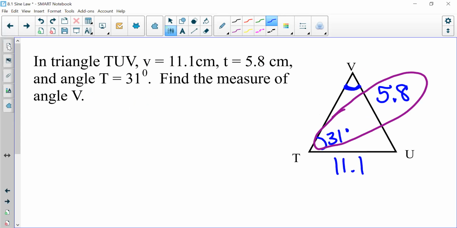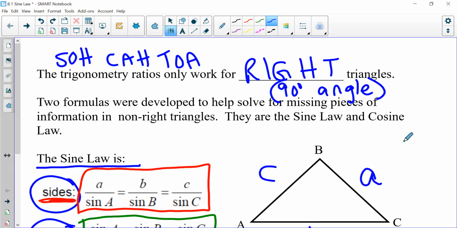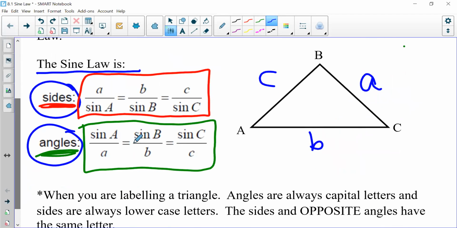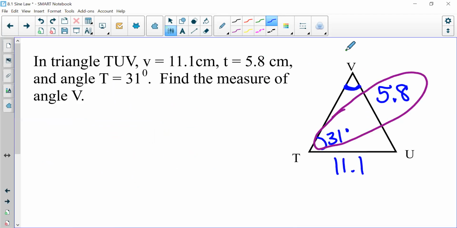Hold on one second, Matthew. I'm just going to go back to my formula sheet, or the formula page at the beginning. If you take a look at the second formula, basically you just want your angles in the top, so sine of A, or sine of whatever the angle letter is, in the top, and side lengths in the bottom. So angles in the top this time.